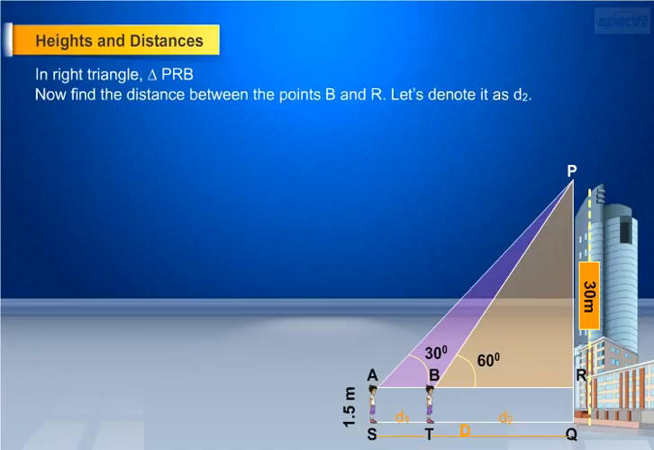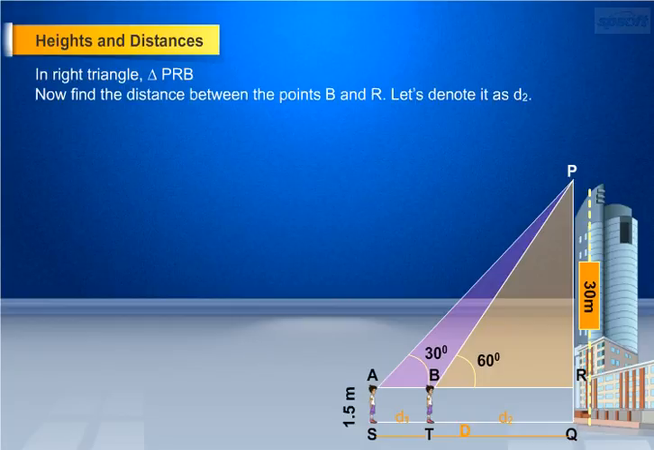By rationalizing, that is, multiplying and dividing by root 3, we get D2 equals 28.5 by root 3 into root 3 by root 3. This implies that D2 equals 28.5 root 3 by 3. This implies that D2 equals 9.5 root 3. Make it as equation 2.